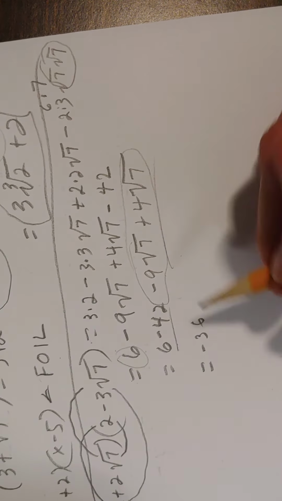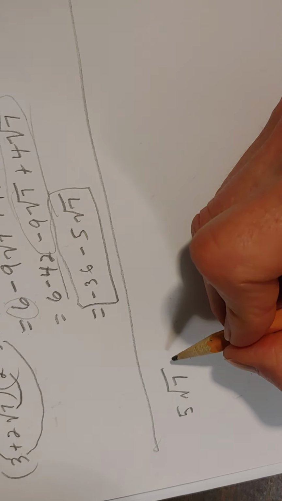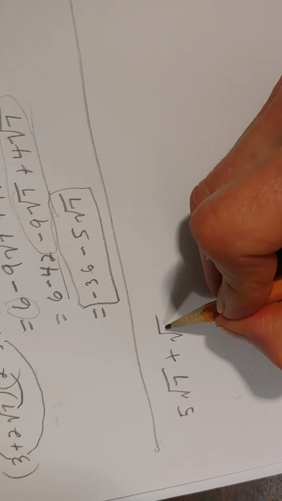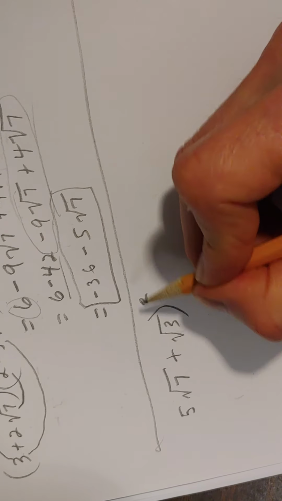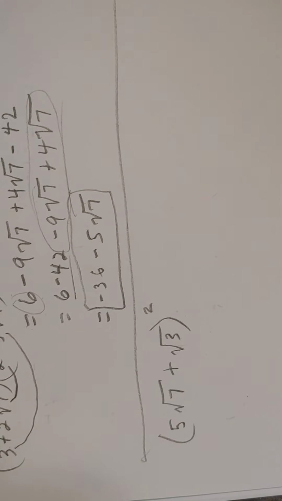Another example. These are kind of special products. Let's just make one up here. Let's say we have 5 times the square root of 7, plus the square root of 3, and let's say it's squared. Let's do that one. Now, I've mentioned this to you many times.